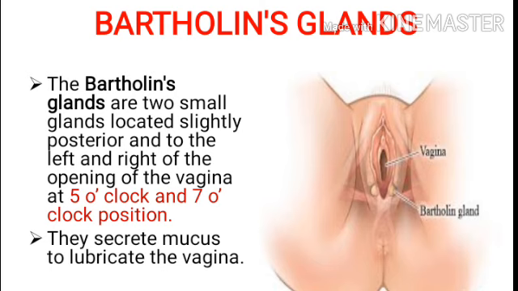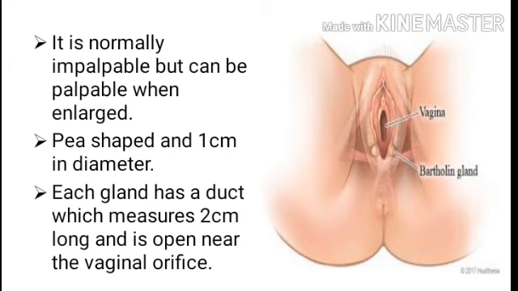The function of Bartholin glands is to secrete mucus to lubricate the vagina. Normally it is not palpable. We cannot palpate Bartholin's gland in a healthy woman, but when it is enlarged, we can easily palpate it. Normally, it is P-shaped and about 1 centimeter in diameter, and each Bartholin gland has a duct which measures 2 centimeters and opens near the vaginal orifice.